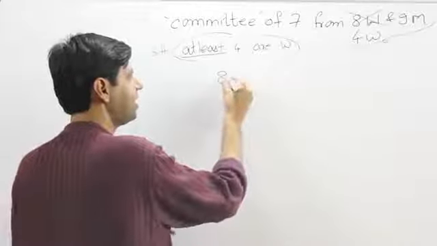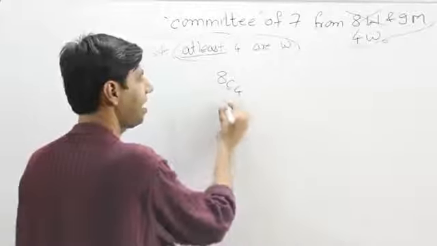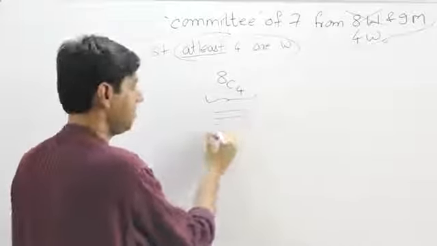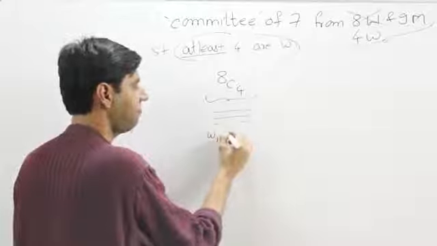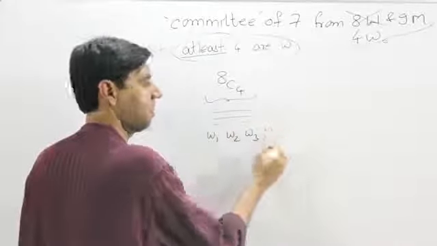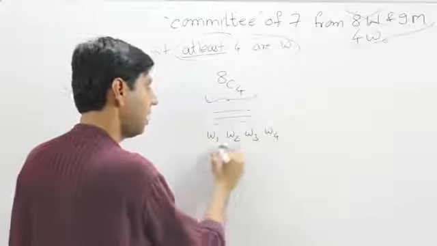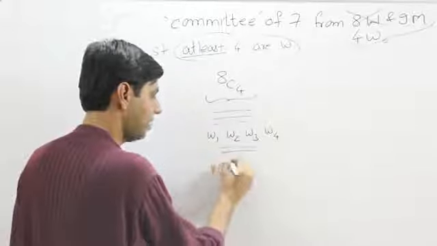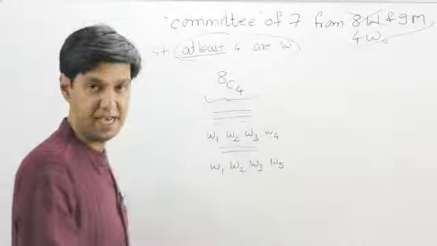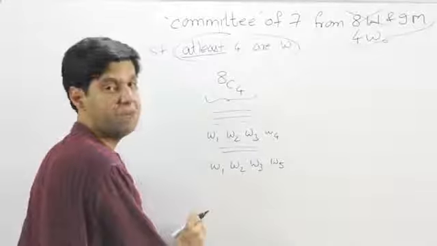When we say 8C4, we are writing every possible way of selecting 4 women. Let me just identify them. One of the ways is women 1, 2, 3 and 4. Would there also be another possibility, that women 1, 2, 3, 5 are selected? Yes. Why? Because this lists every possible way.